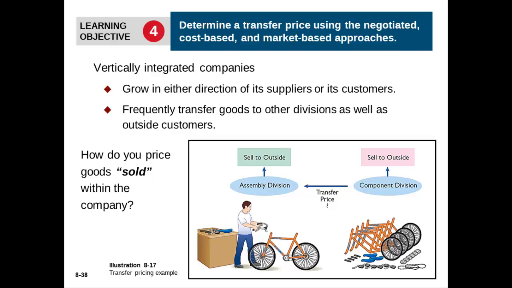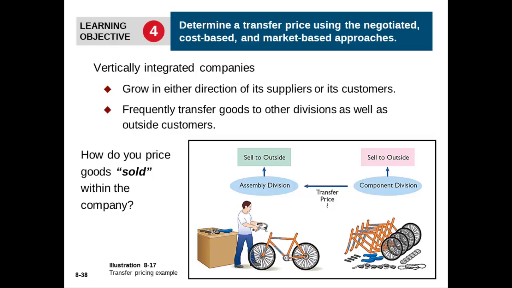Some companies grow vertically, meaning they expand in the direction of either their suppliers or customers. For example, a manufacturer of bicycles like Trek may acquire a bicycle component manufacturer or a chain of bicycle shops. A movie production company like Walt Disney or Time Warner may acquire a movie theater chain or a cable television company.